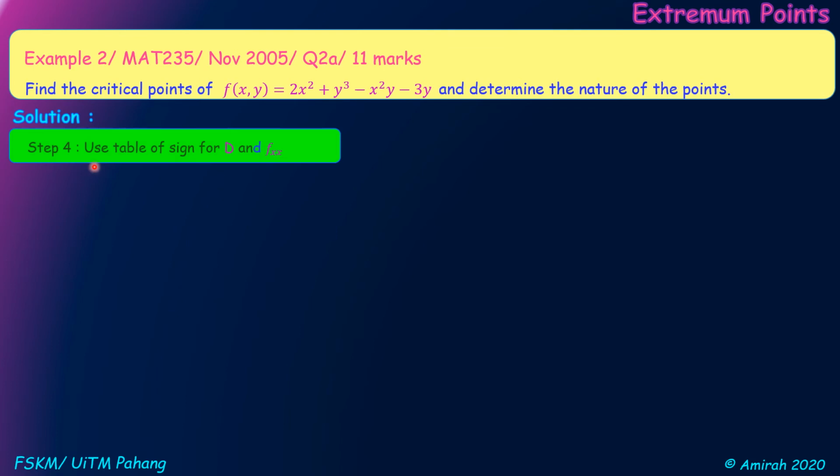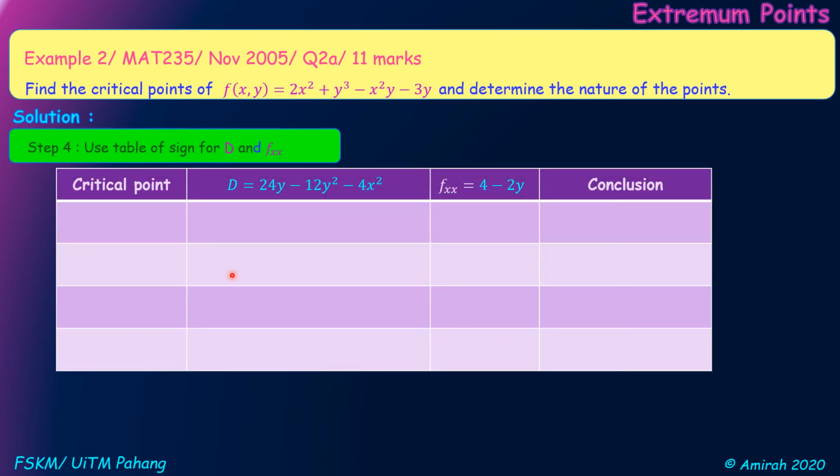Alright, after that, we can continue with step 4. Use table of sign for D and fxx. From the table of sign, we use 4 columns here. First column is critical point. Second column is D. Third column is fxx, and the last column is for conclusion. We have 4 critical points, which are 0, 1, 0, negative 1, 3, 2, and negative 3, 2 from the previous slide.